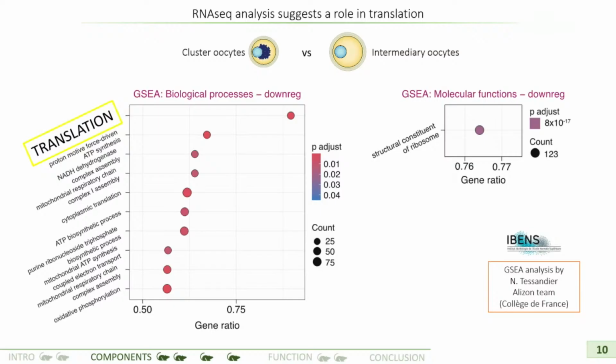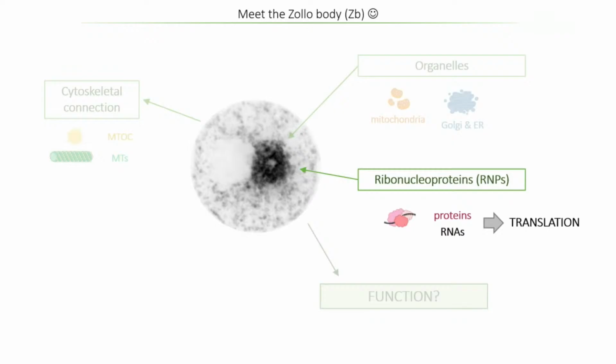So RNA sequencing, as expected, comparing the Zollo body stage with the following stage. We have here the gene set enrichment analysis done by Nicolas, and if we look at the categories of genes that are most significantly deregulated, we have genes involved in mitochondrial respiration, ATP biosynthesis, but the category of genes that is most represented is the genes involved in translation, whether it is enrichment, regulation, or components of ribosomes. So proteins and RNAs, they both strongly point towards the direction of translation.